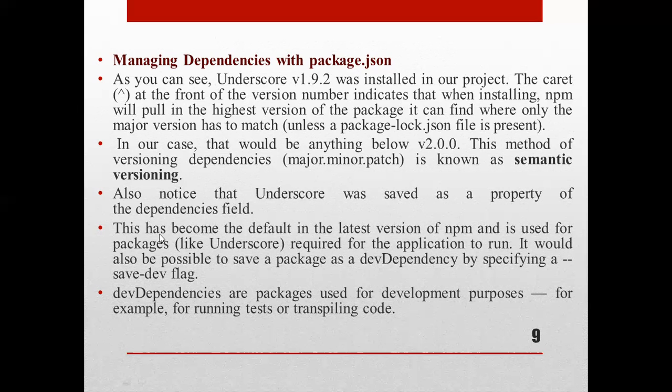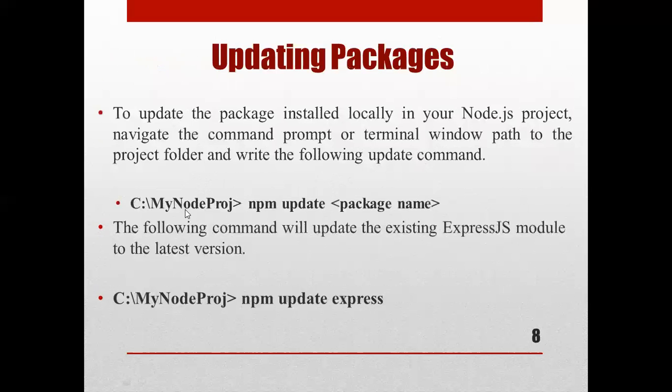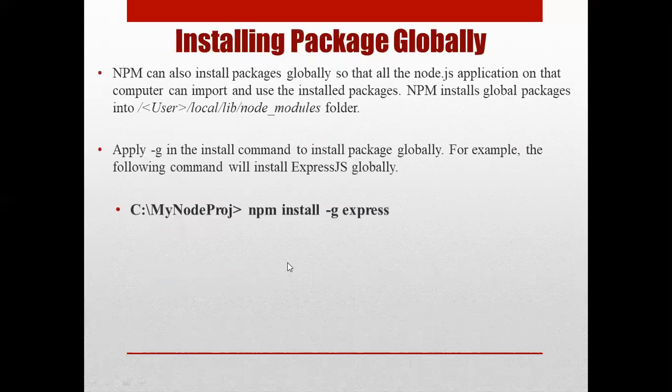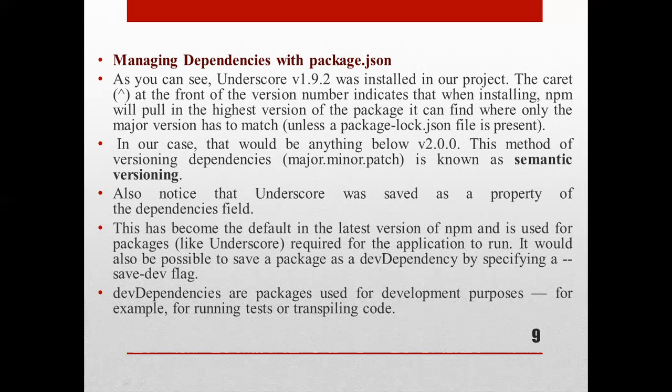Okay, so here dependencies, like we have seen how to add a dependency. Here you can see we have added the dependencies in that package.json file by using double dash save. It is also possible to save packages as a dev dependency by specifying the double dash save dash dev flag. Okay, like this is a dev dependency.